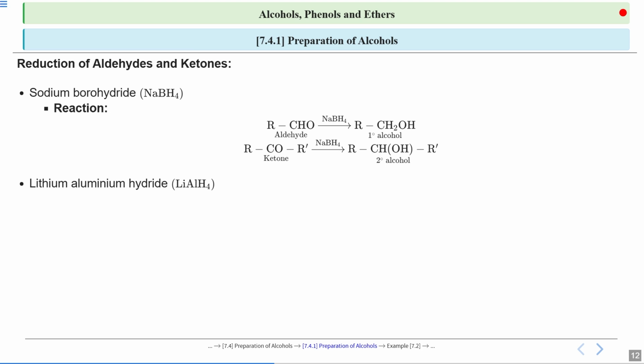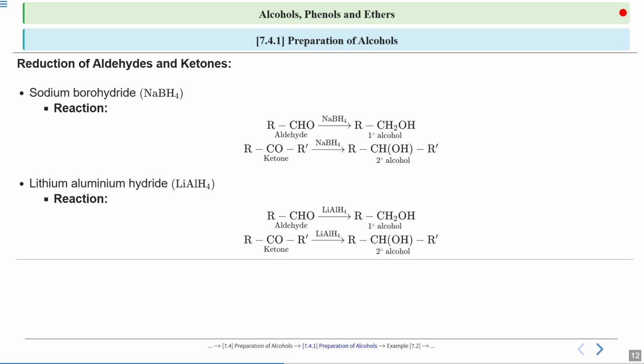Third method under the reduction of aldehyde and ketone is lithium aluminium hydride. This is the third reducing agent, you can say, which you can use to reduce the aldehydes and ketones. For the aldehyde RCHO, when you react it with lithium aluminium hydride, which is a very strong reducing agent, you will get a primary alcohol. And in the case of ketone, RCOR prime, when you react it with LiAlH4, you will get a secondary alcohol RCHOH R prime. Here also the R prime may or may not be same.